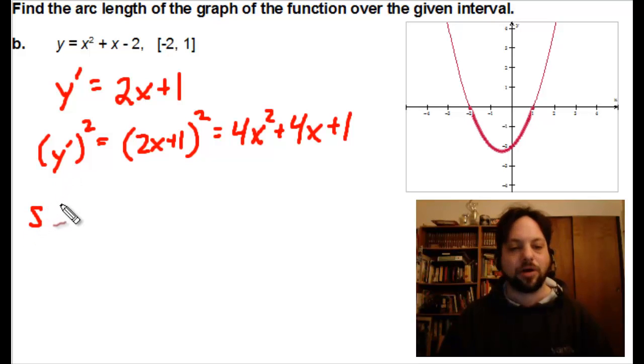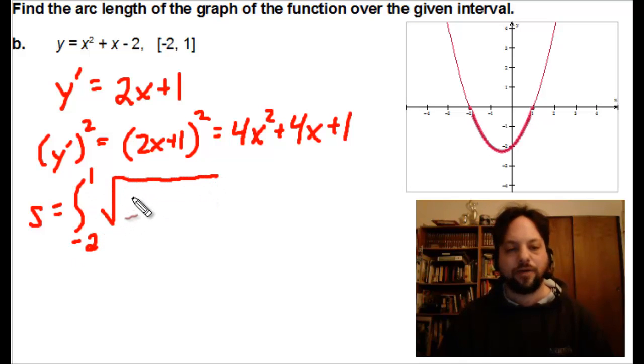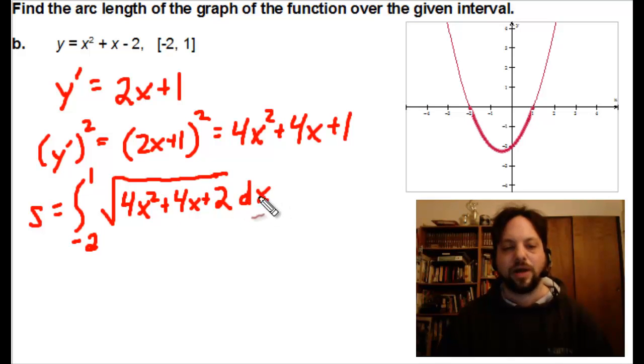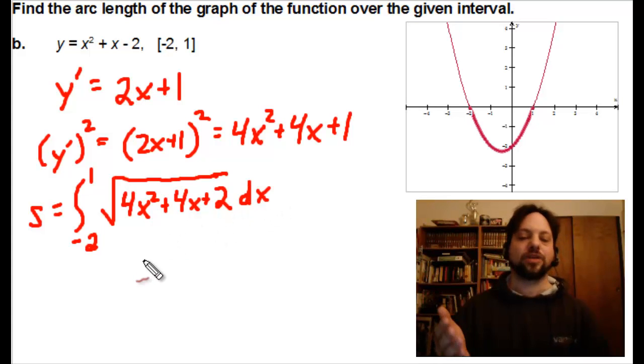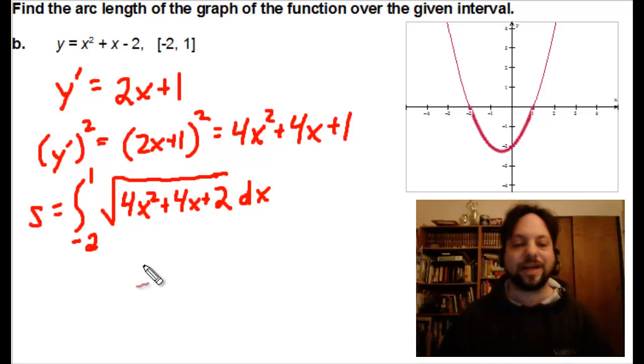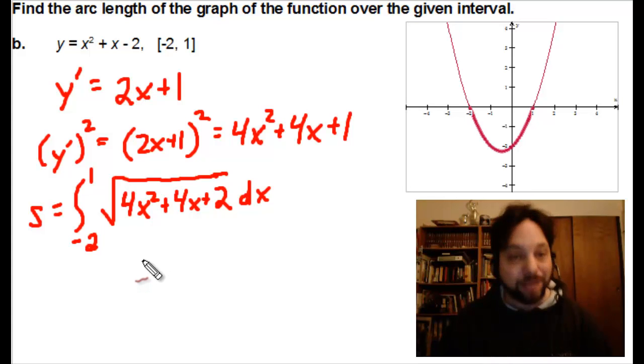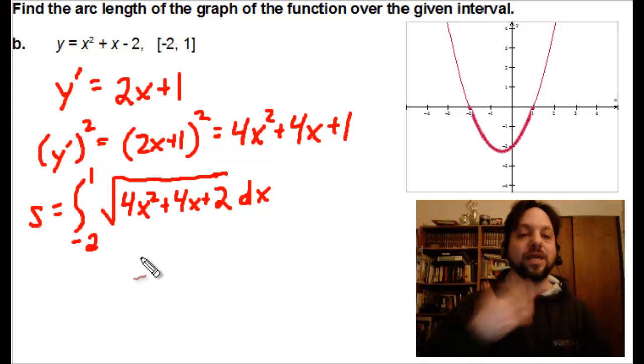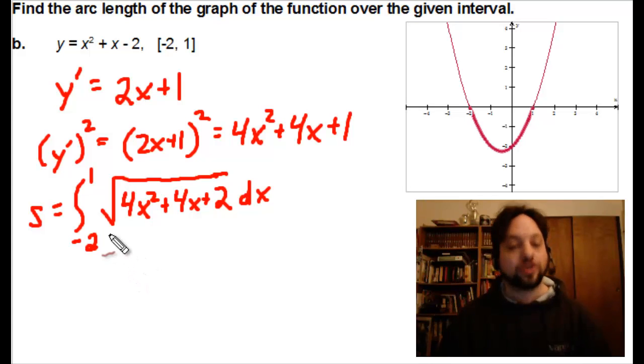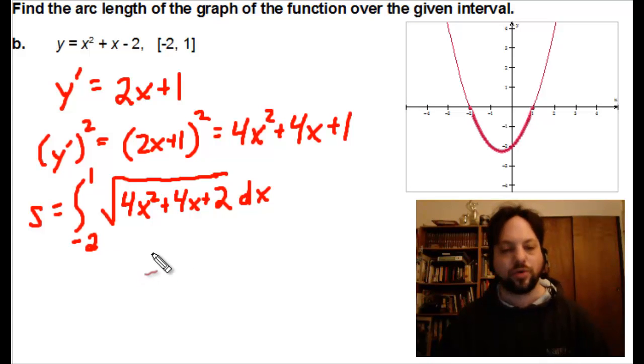If we go ahead and set up our arc length formula then, it will be the integral between negative 2 and 1 of 1 plus this thing. So it looks like really what we're going to end up with is the square root of 4x squared plus 4x plus 2. Now, I invite you to come up with whatever method you like at this point to evaluate this integral. It can be done, I'm not saying it can't, but we haven't learned how to do it just yet. So my advice, run it through your graphing calculator.